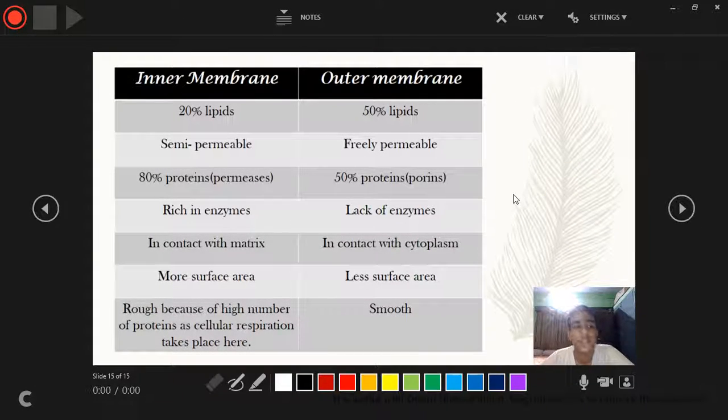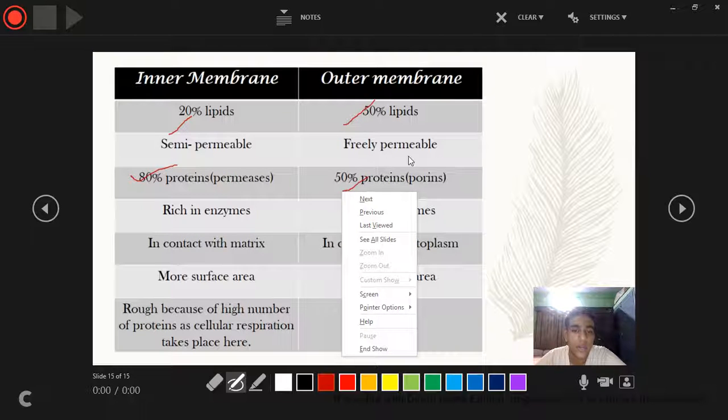The last slide is inner membrane and outer membrane, of the mitochondria. What is the difference? One is composed of 20% lipids and the other of 50% lipids. So what is the rest? 80% proteins in one and 50% proteins in the other.